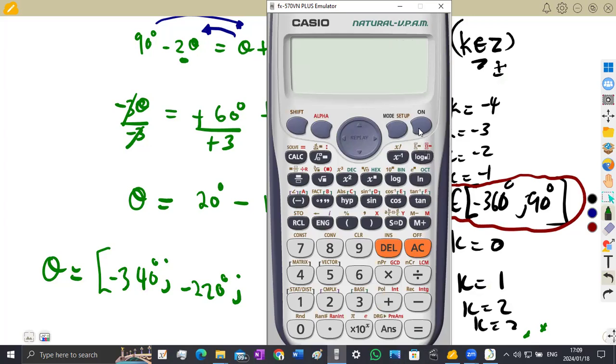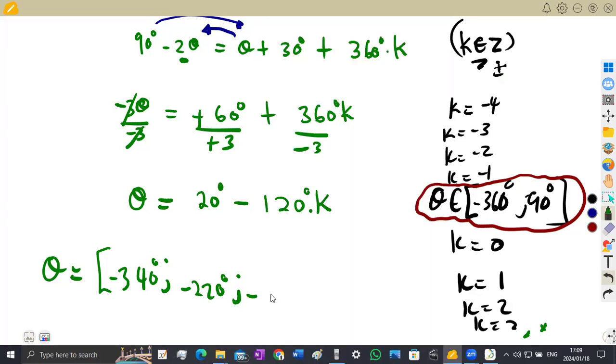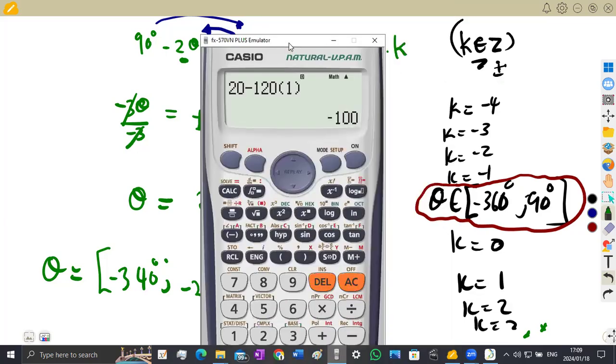Okay, that was 20 degrees minus 120 times a 1 like this. Minus 120 times a 1. All right, so this is going to give us what? A negative 100. Negative 100 is still within. From minus 360 to 90, we have minus 100. So minus 100 degrees is still part of the solution. We move on.